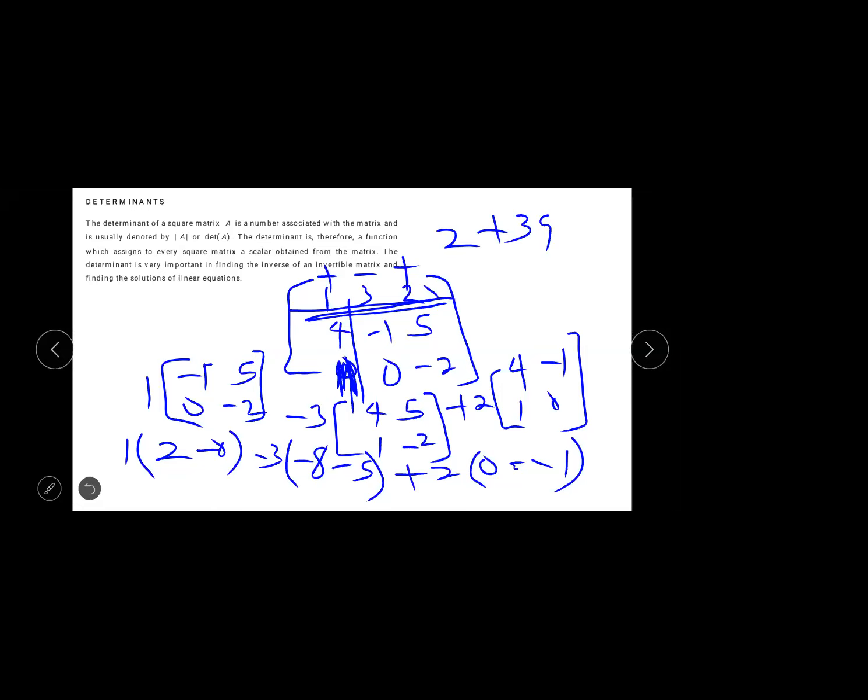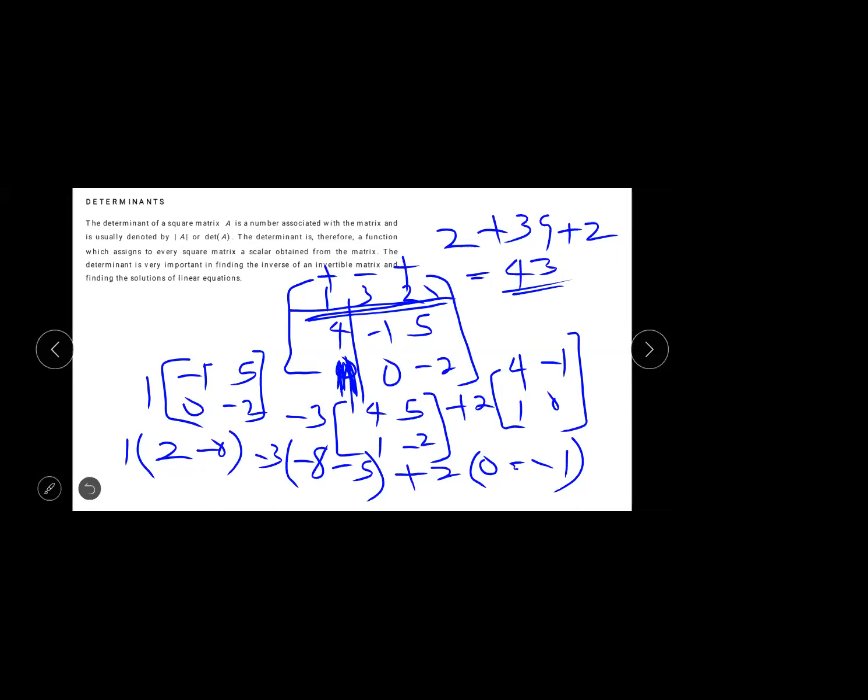There is 0 minus minus 1 will give us 0 plus 1. That will be 1. 1 times 2, 2. So the answer is what? 43. I hope you get that. So the answer is 43. Is that clear? Yes, sir.